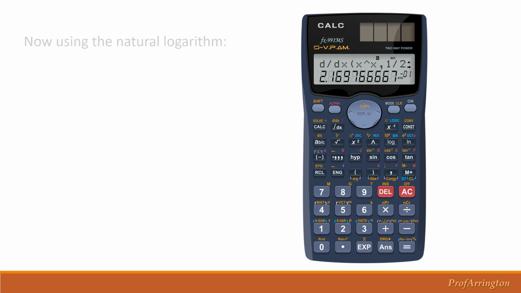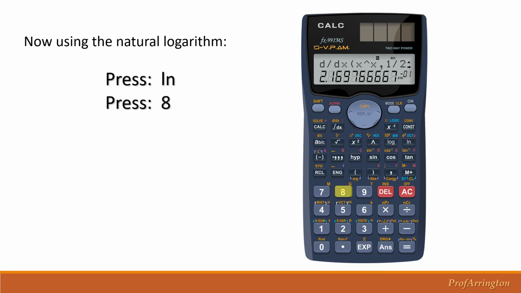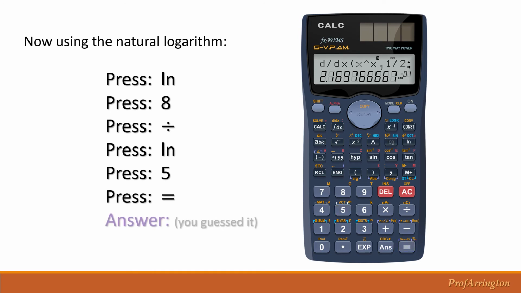And the answer is yes, of course you can. So doing that, we do the same process. We take the natural logarithm of the number, divide it by the natural logarithm of the base, and hit the equal sign and get the answer. So here are the same steps using the natural logarithm button. Press ln, type in 8, press the divided by symbol, press the ln button, type in 5, then hit the equal symbol, and indeed the answer is the same.